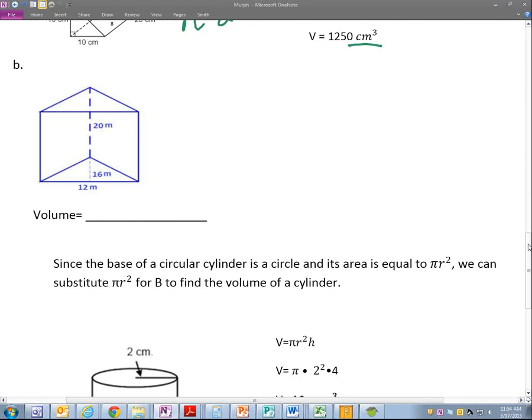Now we have this one. Our height. If you can't see that on your paper, please do this. Please create those lines again.